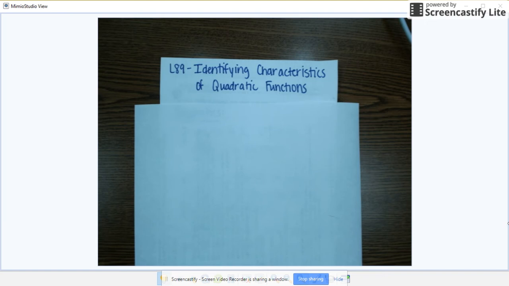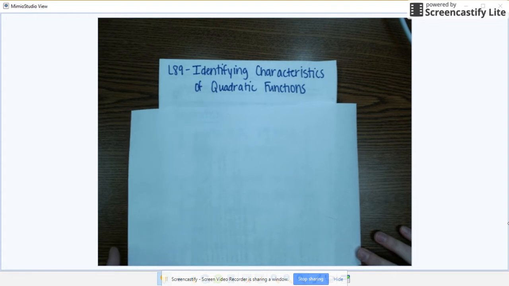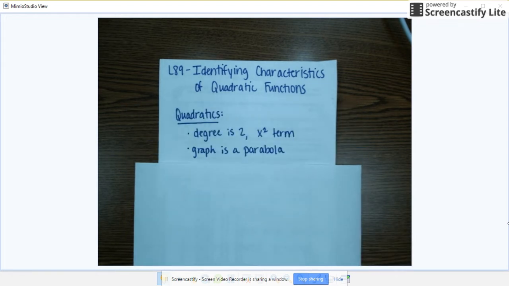Okay, today we're going to talk about characteristics of quadratic functions. This is lesson 89. A couple of review points. Quadratics. A quadratic function means that our degree is 2, meaning our highest term would be an x squared term. And then also the graph will always be a parabola.